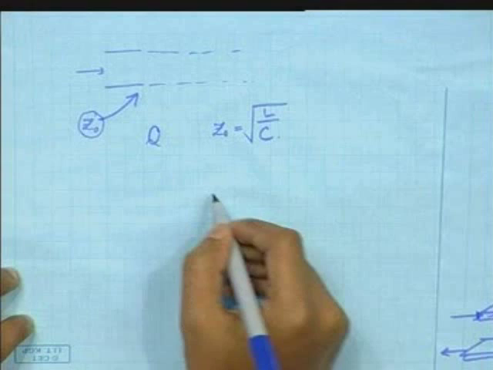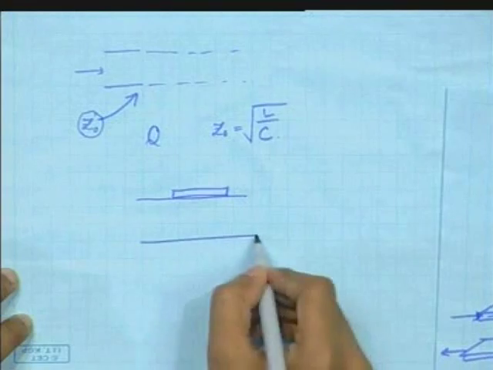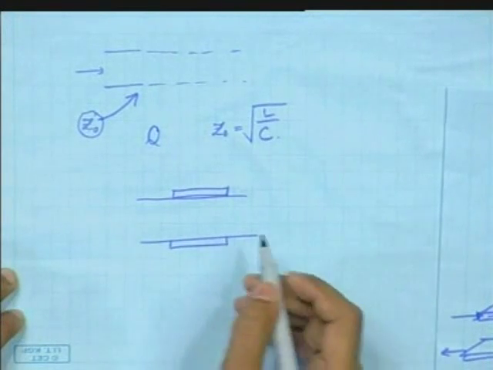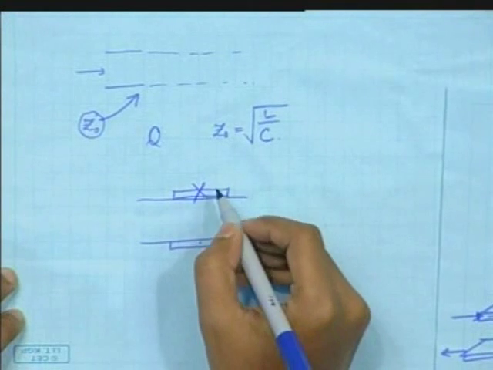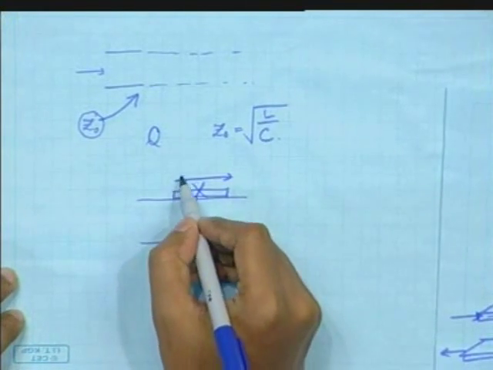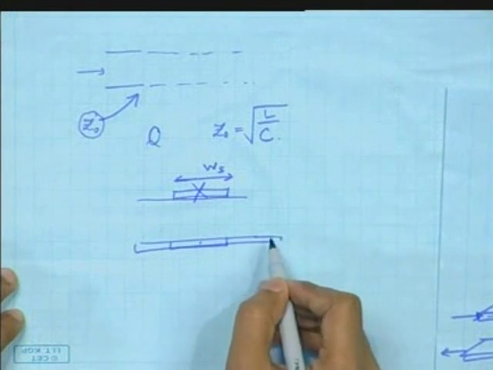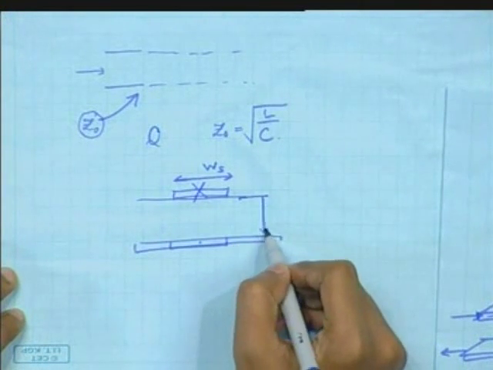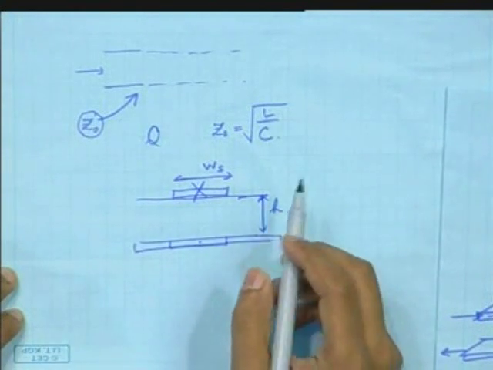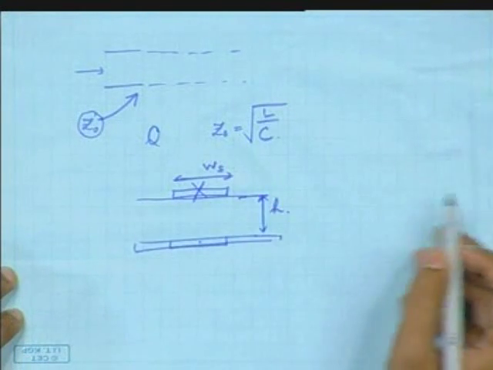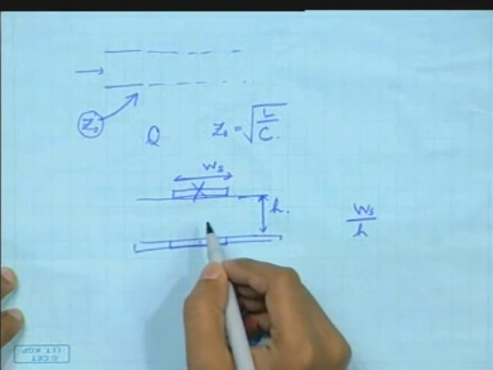Now suppose we fabricate the microstrip inside the chip, and this is the cross sectional view. The current flows into the signal line, WS, and comes out of this ground line. Let's take it as infinite for the time being. And also we have the substrate height H. Now it can be shown, and it's almost intuitive, that the characteristic impedance will only depend on WS by H, because these are the only two parameters you can play with, right?